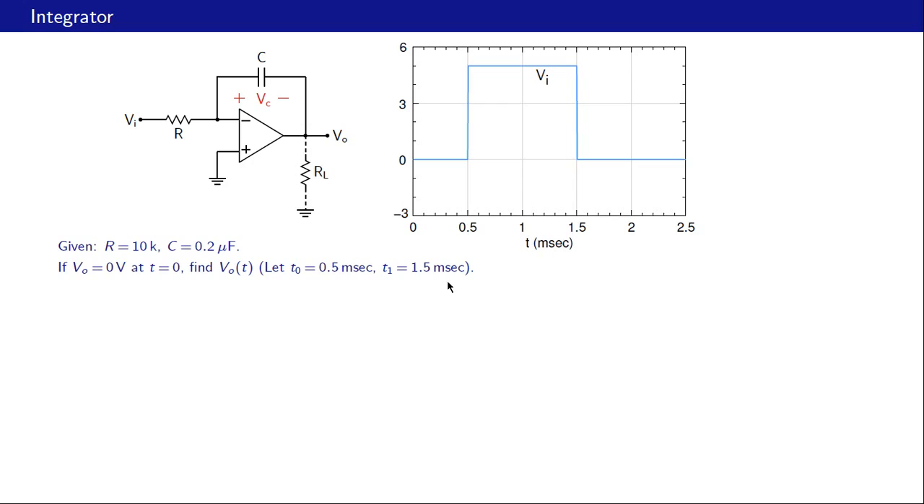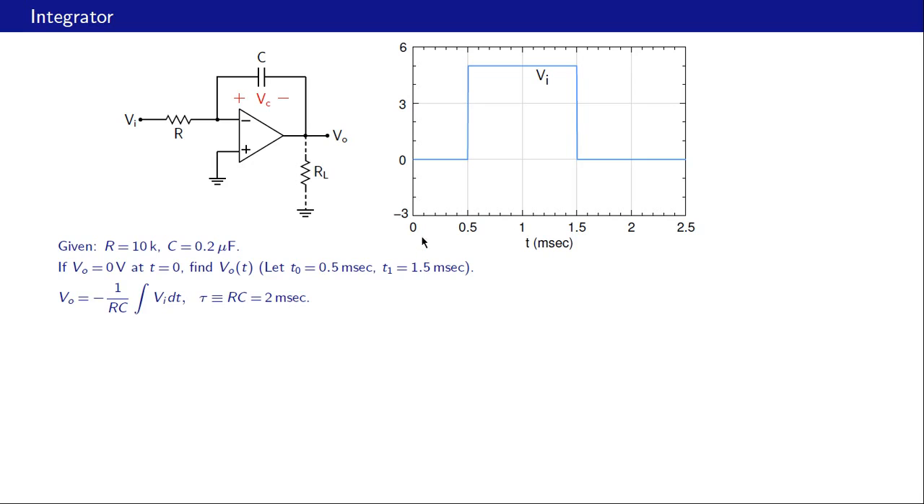Alright. Now what do we know about the integrator? We know that Vo is given by minus 1 over RC integral Vi dt. This RC we will denote by tau. And what is the value of tau? R is 10K, C is 0.2 microfarads. So 10 times 0.2 is 2, kilo times micro is milli. So tau is 2 milliseconds.